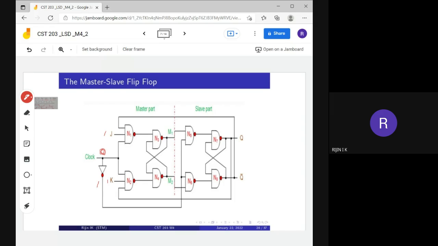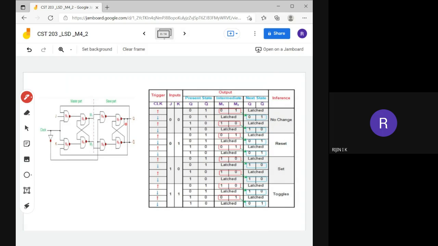If you give a clock pulse 1 here, then the master part will be active and the slave part will be in the memory state. If you give 0 here, then the master part will be in the memory state and the slave part will be in the active state. You will get the output. So this is how the master slave flip flop is working. Next we can see the different configuration.